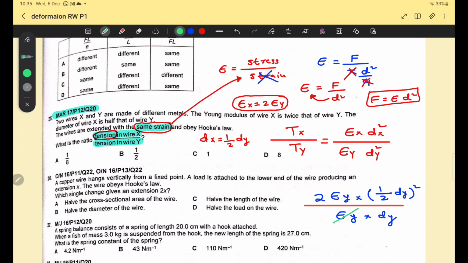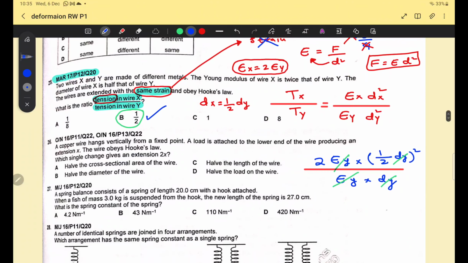And if we solve, cancel out these numbers, and 1 upon 2 square becomes 1 upon 4. 2 multiplied by 1 upon 4 becomes 1 upon 2. So Nandi's answer is right. The answer is B. Okay beta, the answer is B.